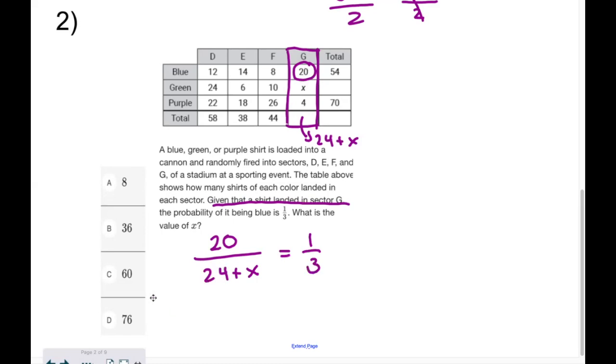You might be able to figure this out, but if not, you just cross multiply. So 3 times 20 is 60. And 1 times 24 plus x is 24 plus x. And finally, you just subtract 24 from each side, and you're going to get 36. You could also, I guess, look at it as if the probability is going to be 1/3 and you know this is 20, then you might be able to figure out, well, then this must be 60 because 20 times 3 is 60. And then you could just get x is 36 that way. So it's a couple different ways to go about it.